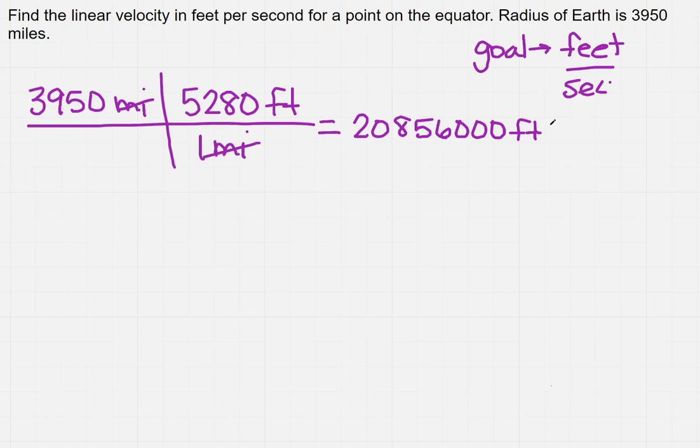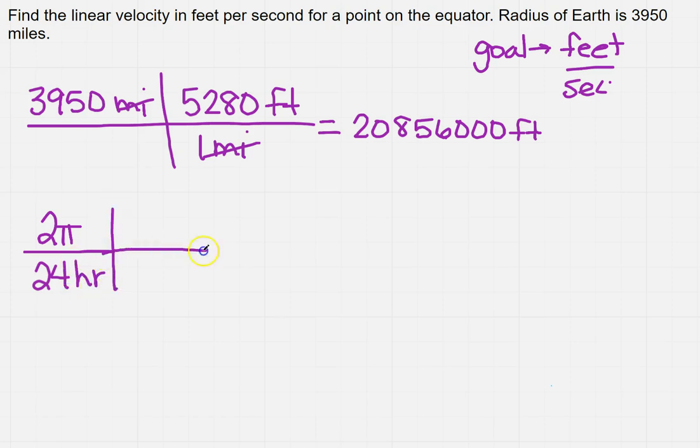Well, now what am I going to need to do? I've got to figure out how I can get seconds on the bottom. If we're talking about the Earth, and we're saying we're on the equator, we're going to have to think about what we know about the Earth. So we know that to go all the way around the Earth is how many radians? Well, it's 2 pi. And if I go all the way around the Earth, how long does it take for me to go all the way around? Remember, the Earth revolves once per day, which is 24 hours.